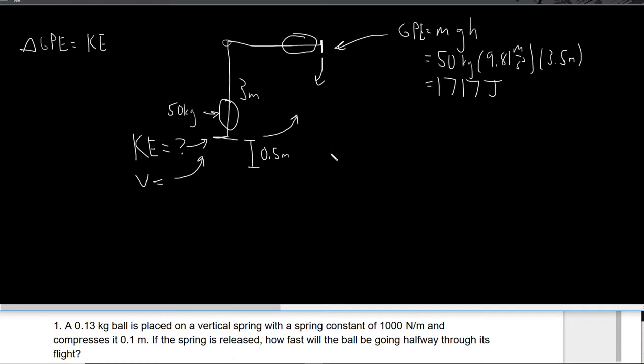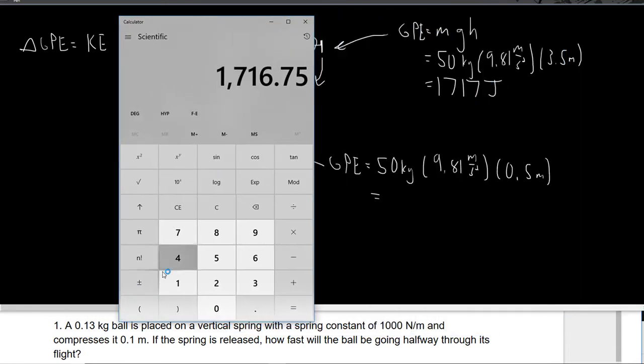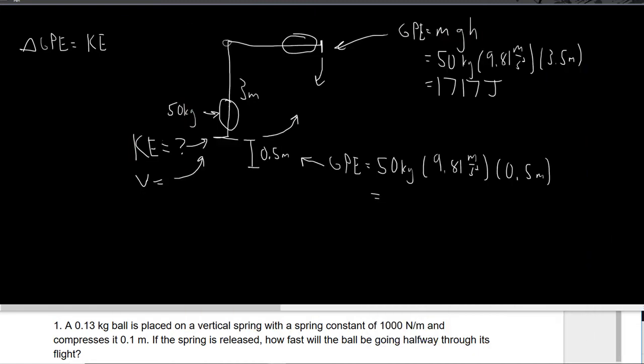So let's figure out the GPE at this point. I'm not going to rewrite the equation, it's just mgh. So we've got 50 kilograms. We're still on Earth, so 9.81. But in this case, my height is going to be 0.5 meters, okay? So, bring the calculator back over. We've got 50 times 9.81 times 0.5. 245 joules is what I'm going to round that down to.